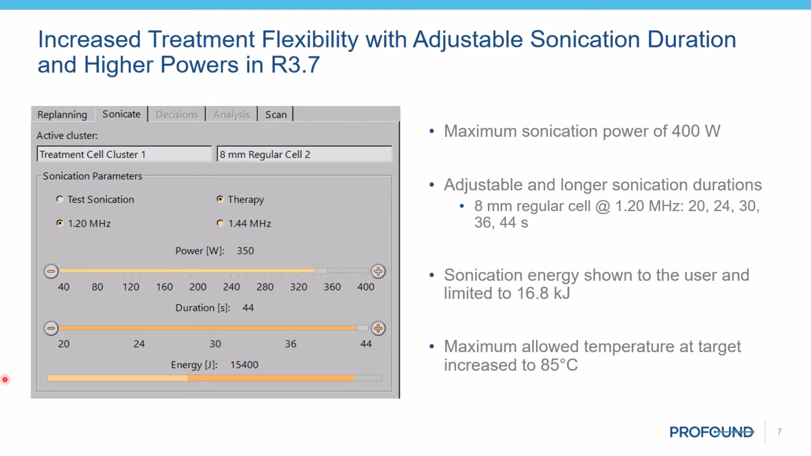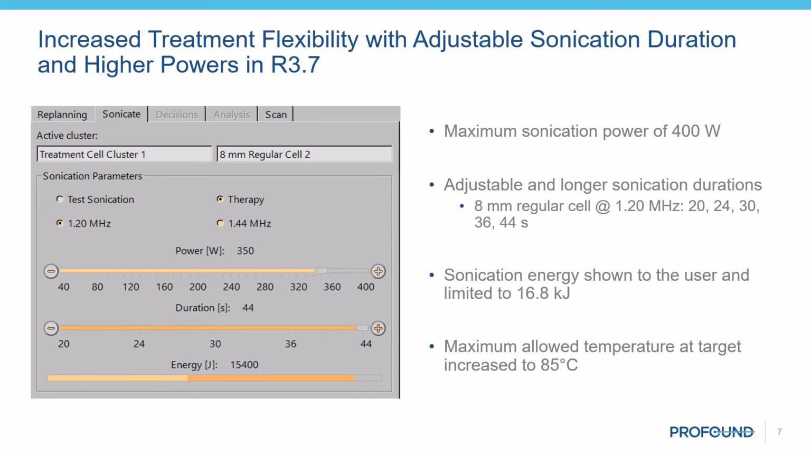However, not all sonication powers can be combined with all durations. The product of duration and power gives the energy that is delivered by the sonication, and this has been limited to a maximum of 16.8 kJ. To give additional guidance to the user, the calculated sonication energy is shown in the lower horizontal bar.